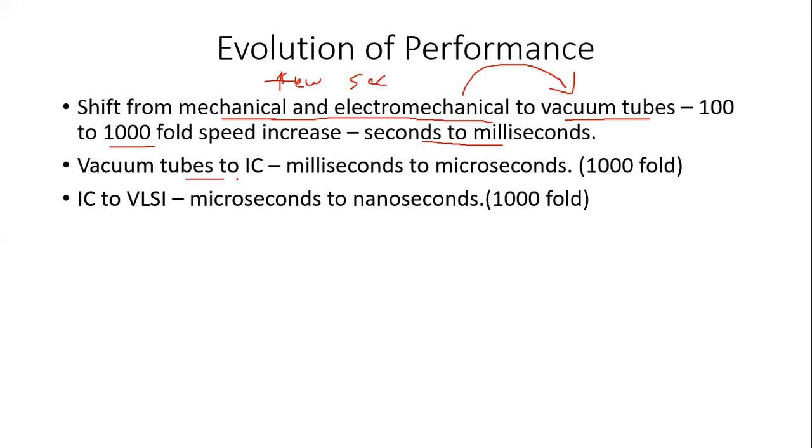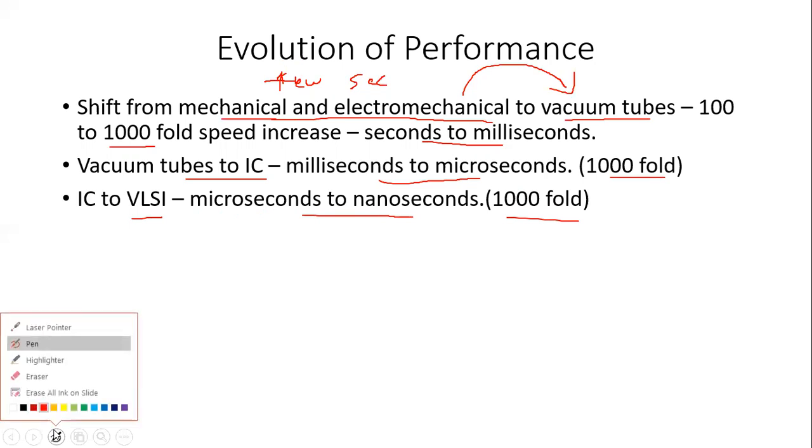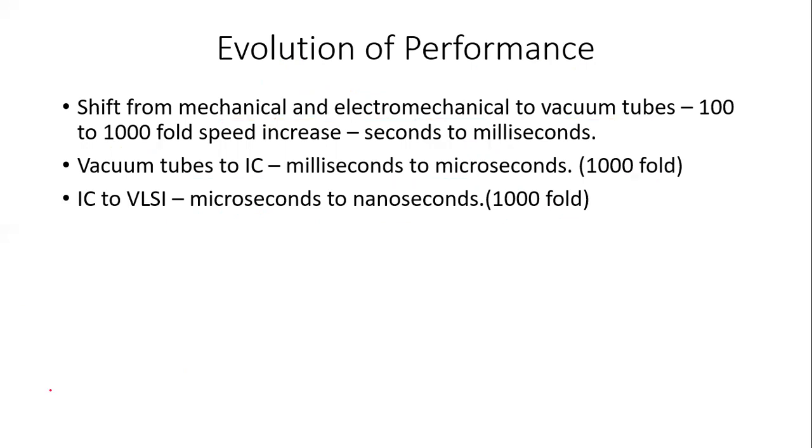With the advent of IC technology, the speed further increased from milliseconds to microseconds. Again, there is a 1,000-fold improvement. And with the advent of VLSI, the speed further increased from microseconds to nanoseconds. Again, there is a 1,000-fold increment. So this is how computers keep evolving over a period of time. That's it about the history of the various generations of computers and how computers evolved in the past 60 to 70 years. So thank you.